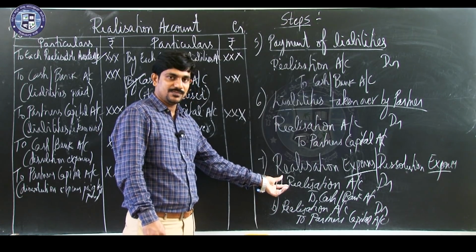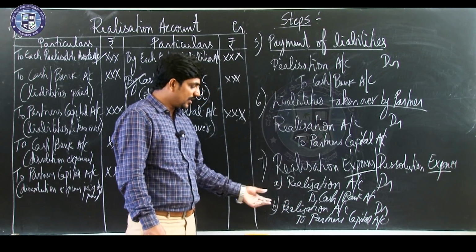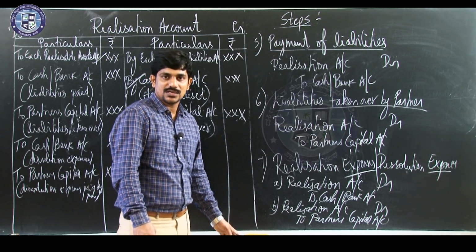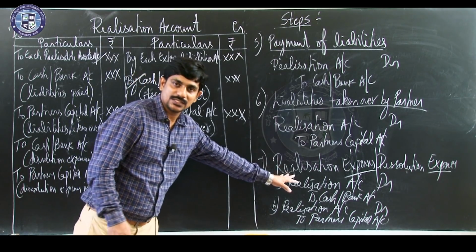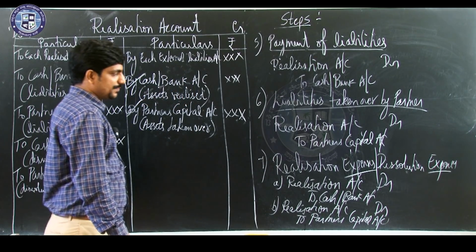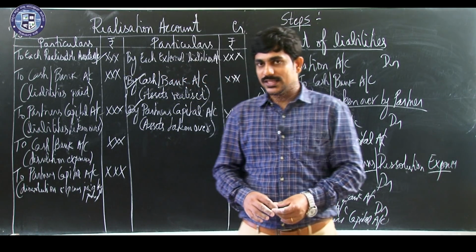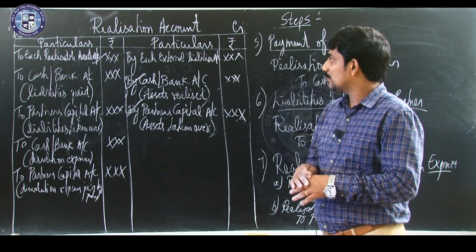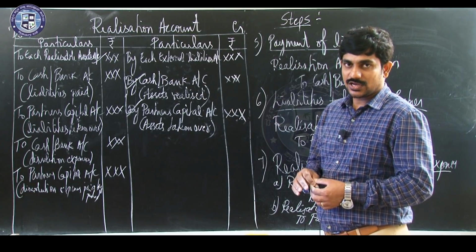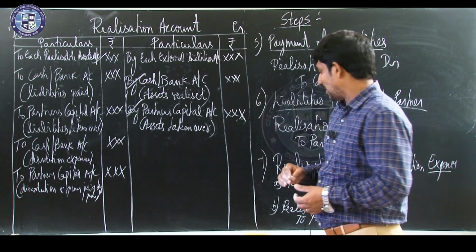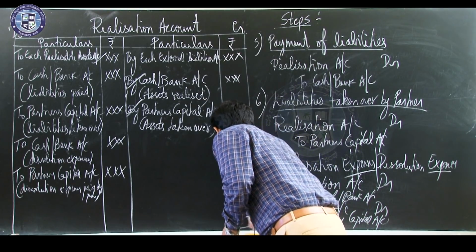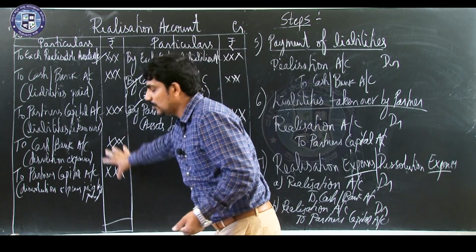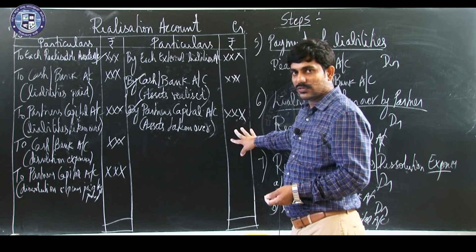If it is paid by the firm, then you have to write to cash or bank account. If it is paid by the partner, then you have to write the name of the partner, to partner's capital account. Again it is an expense, so you have to record under the debit side. Now, after recording all this information, we need to settle the realization account. You have to balance the realization account. We have to see whether debit side total is more or credit side total is more.